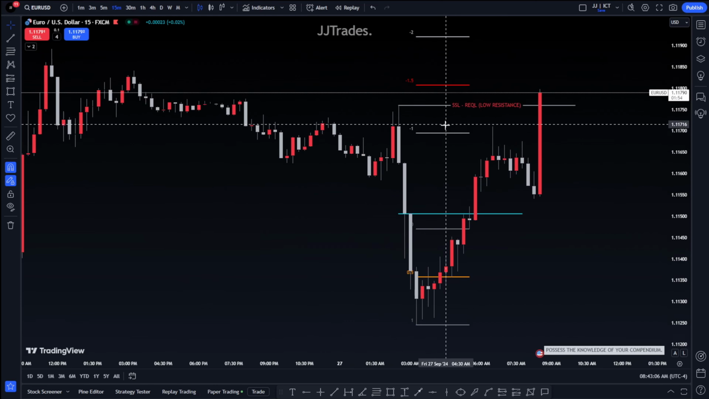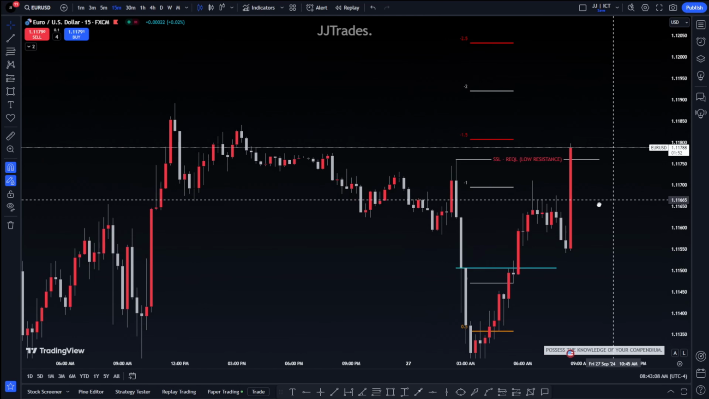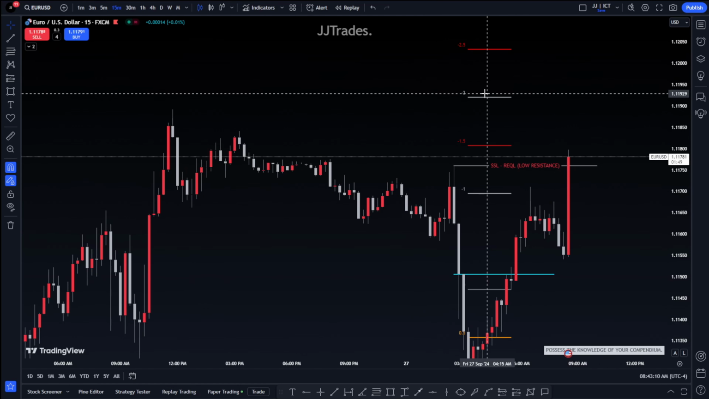There's first standard deviation. Already took it. Here's second standard deviation. Why is second standard deviation good? See that high?